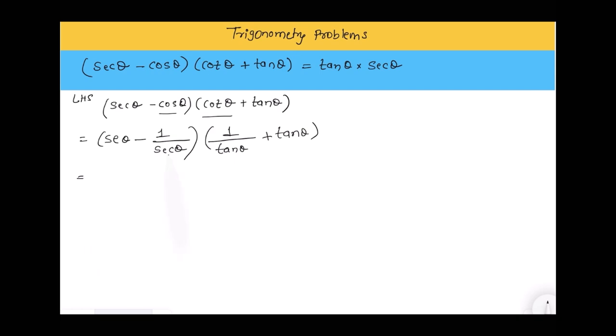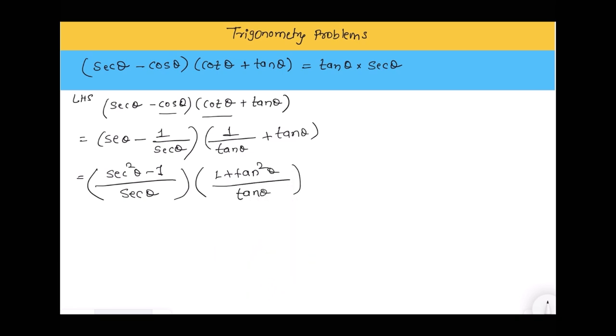Let's simplify this. Sec theta into sec theta minus 1 means sec square theta minus 1 upon sec theta. We have made the base common. Tan theta into tan theta is tan square theta. So 1 plus tan square theta upon tan theta. Again, we made the base common. Now again, using what we have learned in trigonometric identities, 1 plus tan square theta is equal to sec square theta. If we rearrange this, we get sec square theta minus 1 is equal to tan square theta.